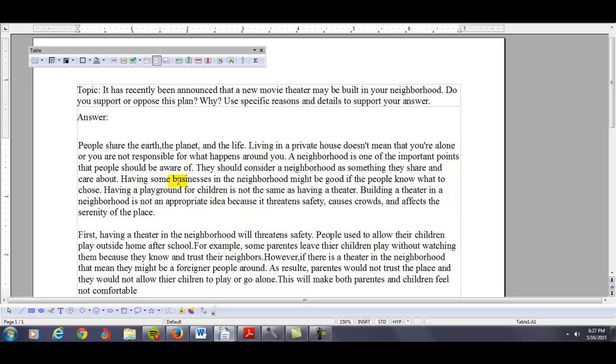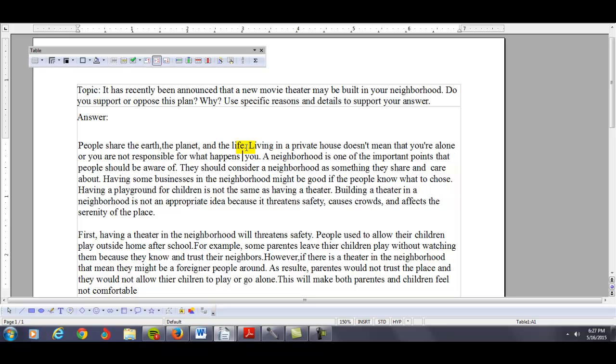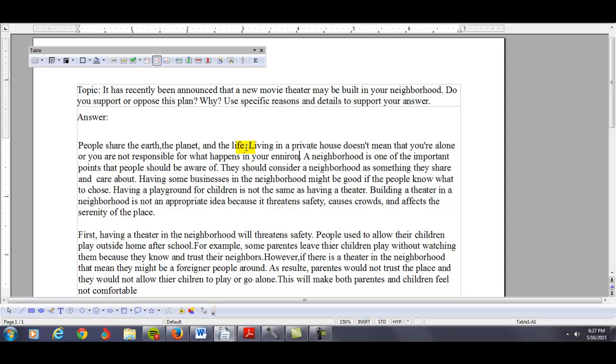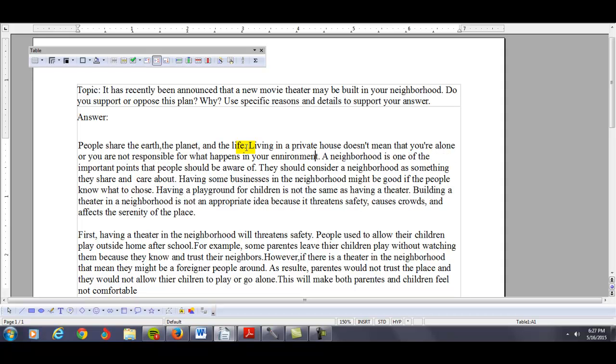The other thing that's a little bit difficult here, there is not what I consider a good cohesion from one sentence to the next sentence. So in the first sentence, you're talking about sharing the earth, the planet, and the life. Then you're talking about living in a private house. Doesn't mean you're alone or not responsible for what happens. Maybe if you take this and say in your environment, if you say in your environment, then that word, it helps tie what you're saying back to the previous.